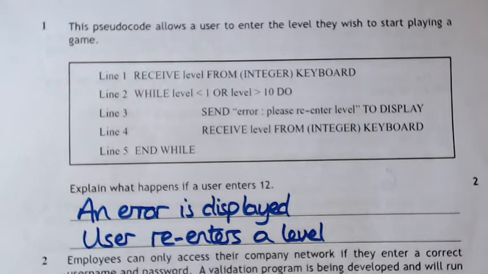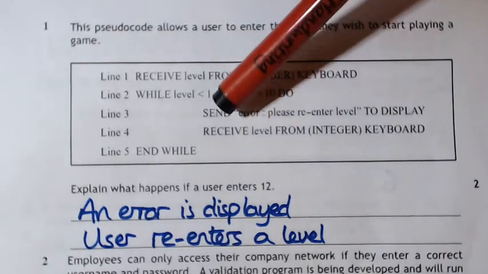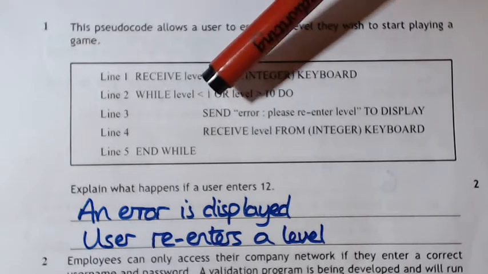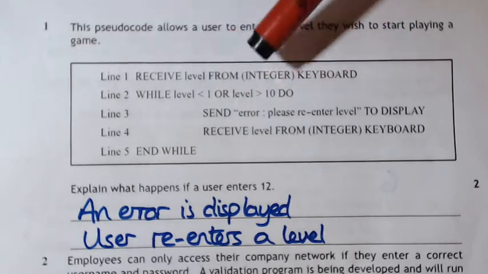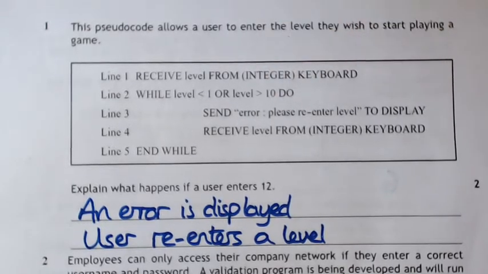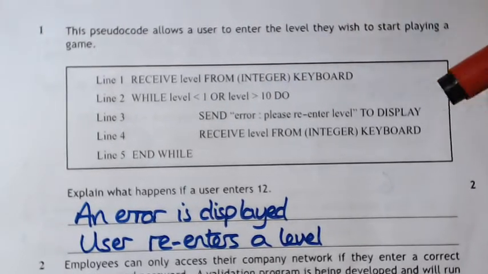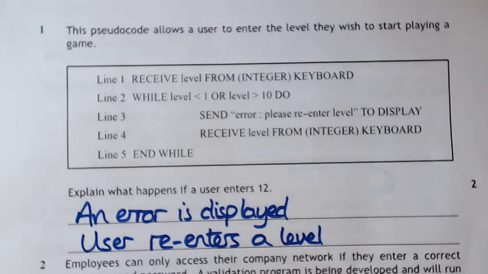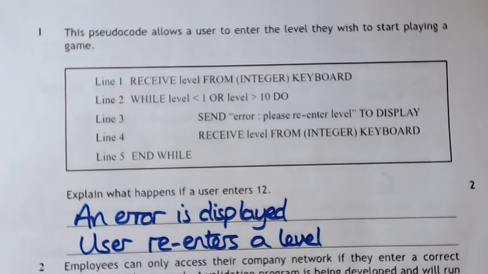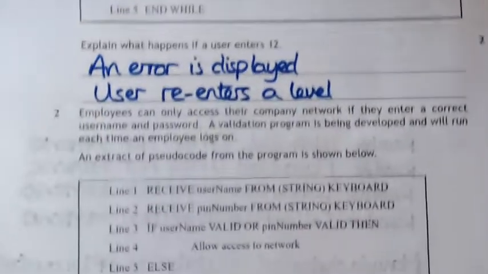Right, so what we've got, first question is asking, what happens if the person enters 12? Now this while loop will loop, or go into the while loop, if the person's entered something that's less than 1 or it's above 10. So obviously 12's above 10, so that condition is satisfied. So what will actually happen is, first thing I'll do, display an error message, then the second thing I'll do is I'll just ask the user to re-enter a level. So you need to remember 2 marks, so 2 points.